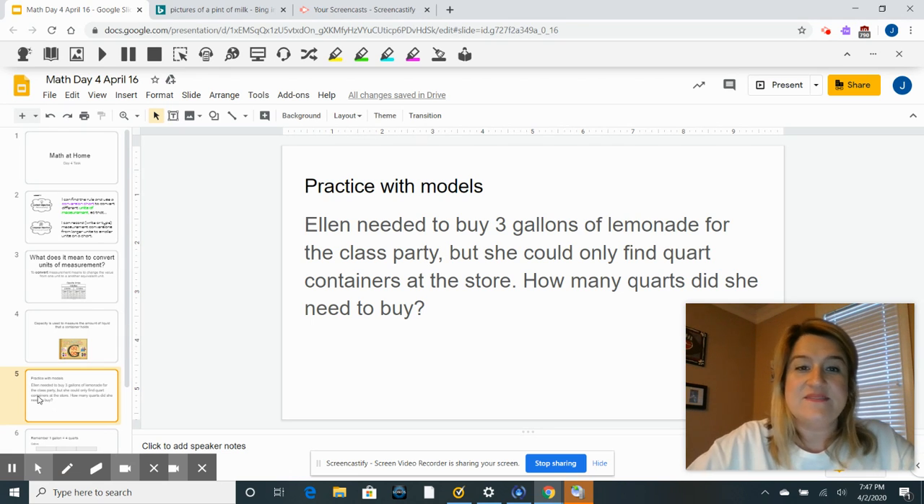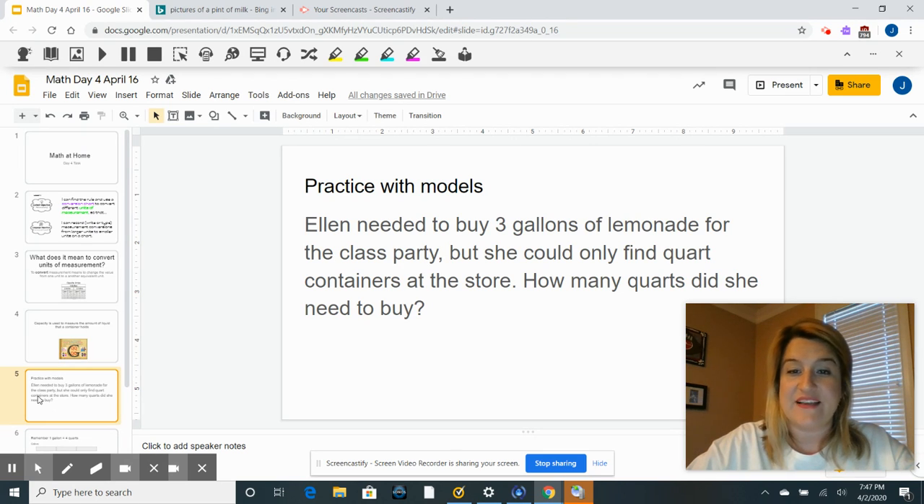All right, so let's practice a little bit with what we've used. I have a word problem for you. It says Ellen needed to buy 3 gallons of lemonade for the class party, but she could only find quart containers at the store. How many quarts did she need to buy? Now, when we're in class, we always ask you on a lot of our tasks to answer your problems using pictures, numbers, and words.